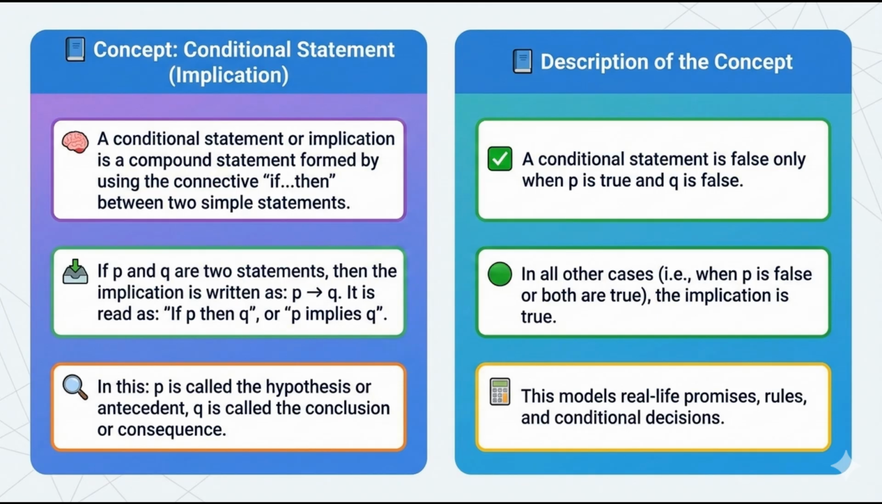Meaning of P and Q. Now listen carefully. In this statement, P is called the hypothesis or antecedent. Q is called the conclusion or consequence. In simple words, P is the cause and Q is the result.